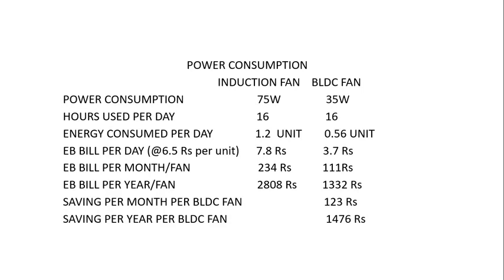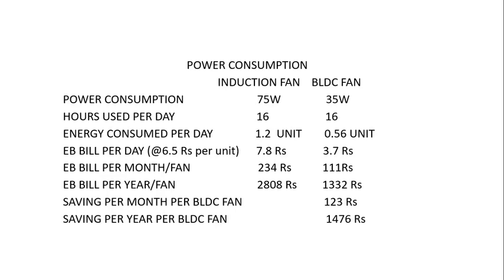So as an example, let us see what is the saving we get from this BLDC fan. Let us see power consumption. It is 75 watts for induction fan and only 35 watts for BLDC fan. Let us assume we use the fan for 16 hours. So energy consumed per day is 16 into 75 watts divided by 1000 equal to 1.2 kilowatt hour, which is 1.2 unit. For BLDC fan, it is 0.56 unit.